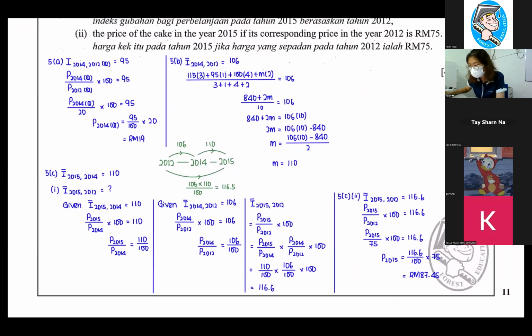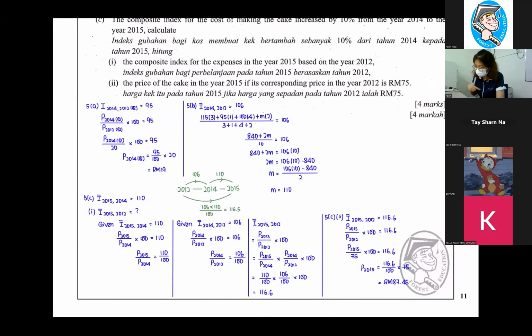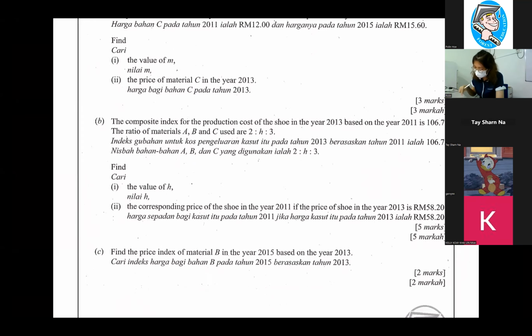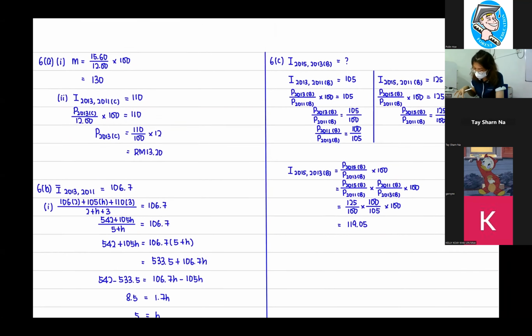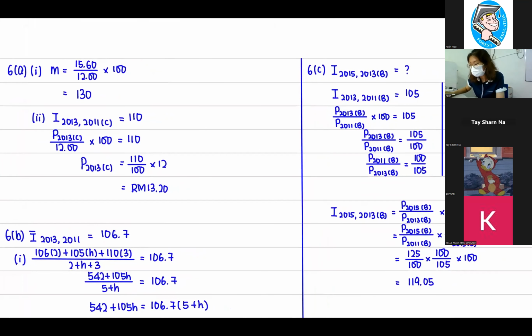Question 6, also no problem. For question 6, the difficult part is at B because of the unknown only. But it's not difficult, and it's not about the syllabus, it's about your basic. Can I go to number 6? You see, so clean again because I wrote here. Number 6, so long.